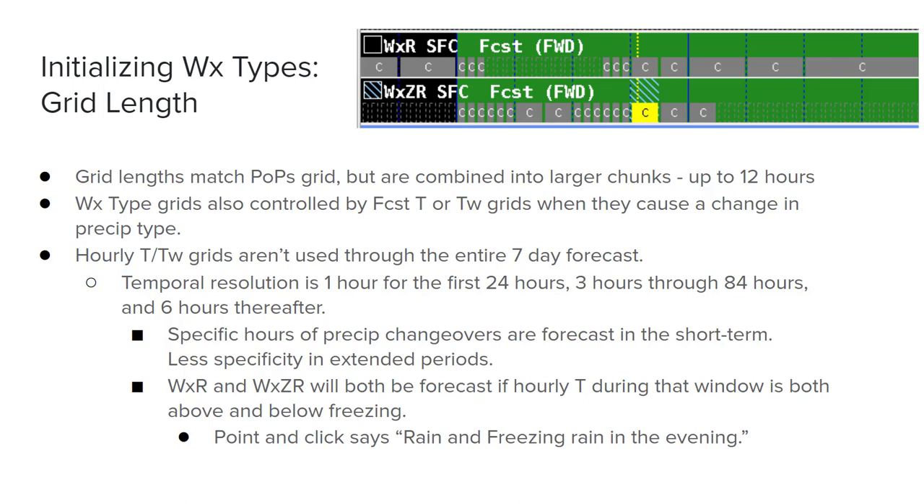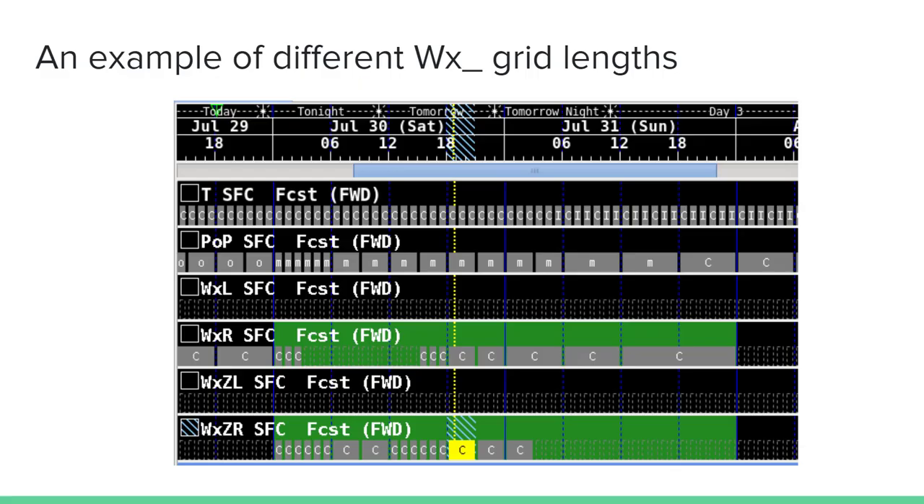In the case of a switch from rain to freezing rain occurring in the extended forecast, both the weather types for rain and freezing rain will both be forecast for the same grid point if the hourly temperature during that window is above and below freezing. This will result in a point and click forecast saying something like rain and freezing rain in the evening.